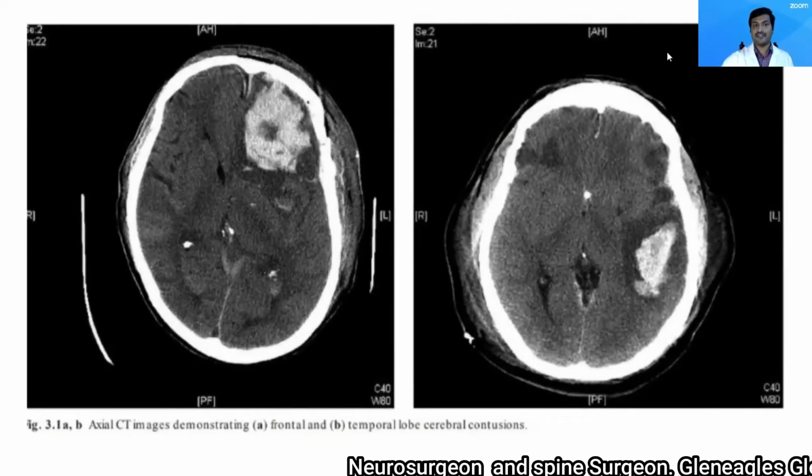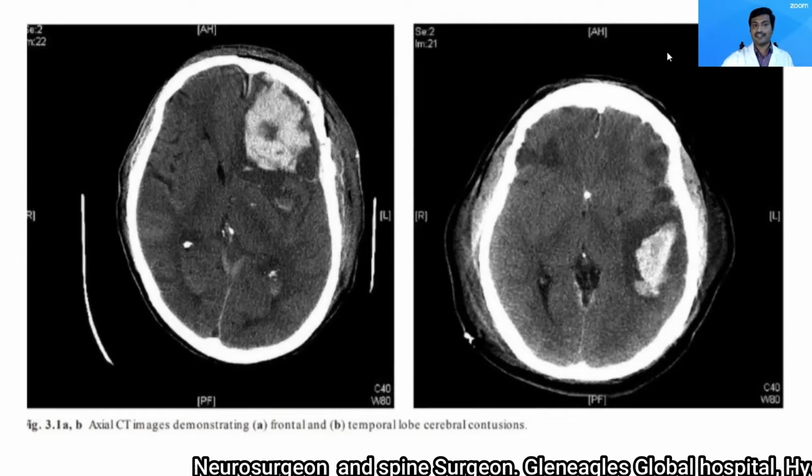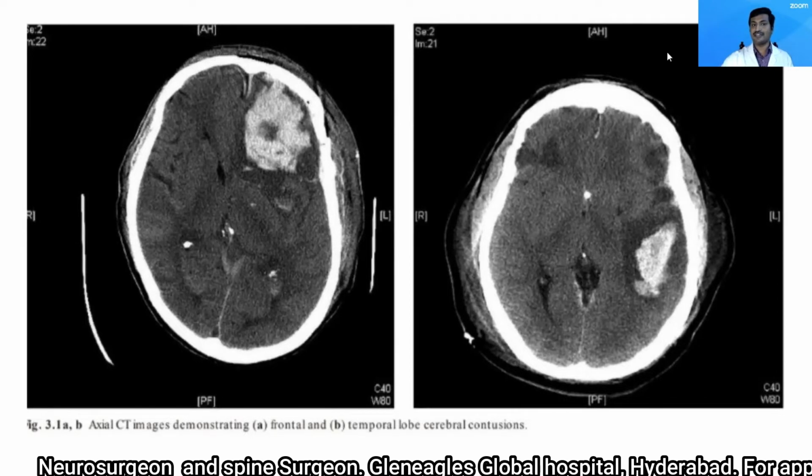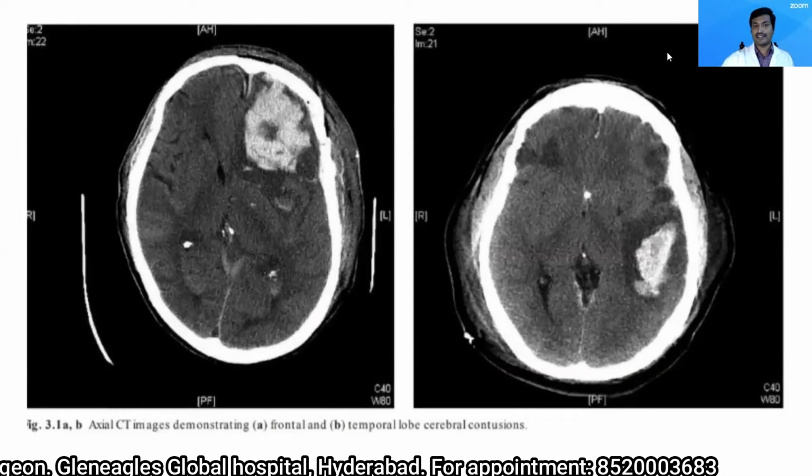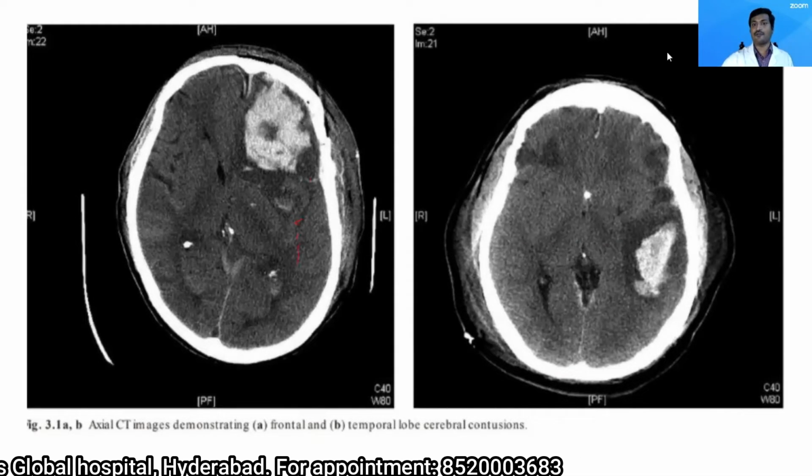So this is a patient with frontal contusion. Obviously, this volume appears to be more than 30 cc. You can see the midline shift. You can see the ipsilateral cortical sulci being obliterated.